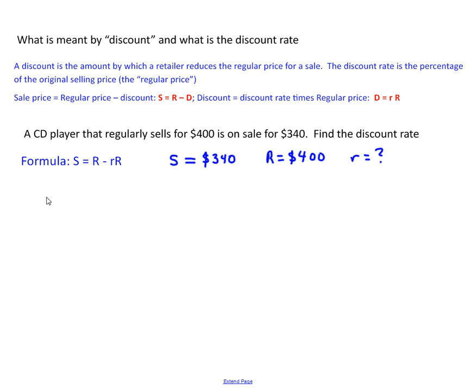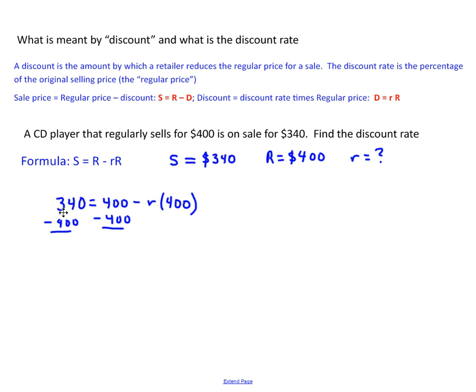So let's put in some numbers here. Let's see what happens. The sale price, $340, is equal to the regular price of $400 minus whatever the rate is times that original selling price of $400. Oh, there we go. Now we've got a variable to solve for, R. We're going to carry out the steps here. Let's start doing some subtraction. So we're going to subtract 400 from both sides in order to isolate our variable term.